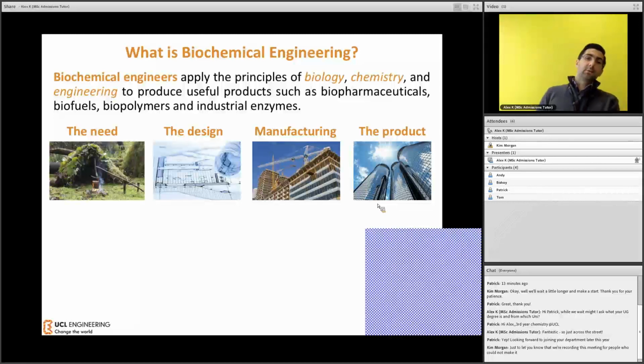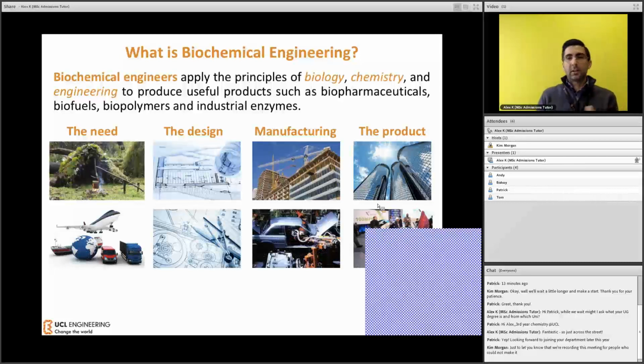Yeah? So we have a need for transport. Again, we have a design step. We have a manufacturing stage again, and our final product will be some sort of vehicle, for transportation over land, air, or water. So coming back to biochemical engineering, we have the fundamental needs.